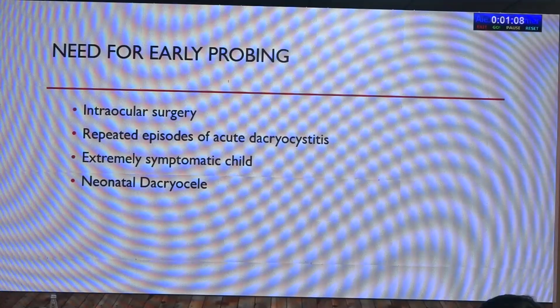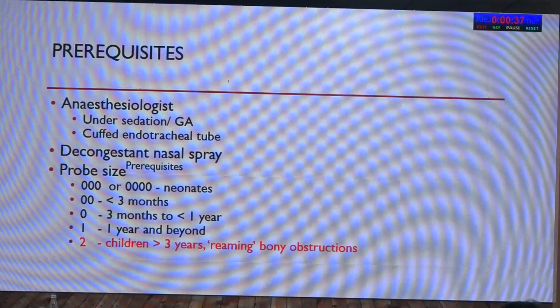Need for early probing: there are some criteria where before 11 months also you can go for probing. One is if the patient needs intraocular surgery, or repeated episodes of acute dacryocystitis. If there is an early dacryocele, because endoscopic surgery is not easy, in such cases we can go for probing with good antibiotic cover. Extremely symptomatic child and neonatal dacryocele are also criteria.